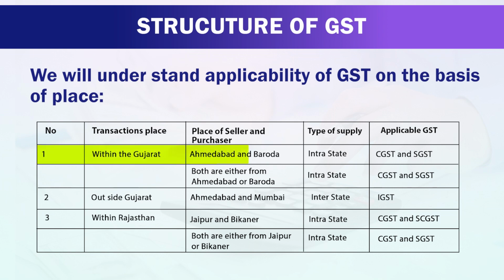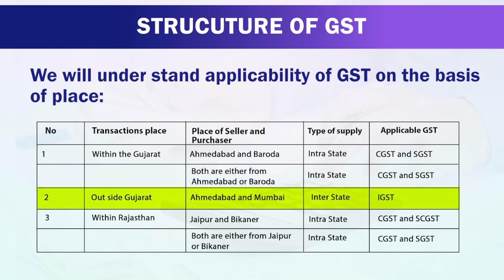For example, number 1, we have transaction within the Gujarat, means the seller and purchaser are from Ahmedabad and Baroda respectively. In this case, intra-state supply is there, therefore, CGST and SGST are applicable. Let us take second case. Both are either from Ahmedabad or Baroda. In the same way, intrastate supply will be considered and CGST and SGST are applicable on it.